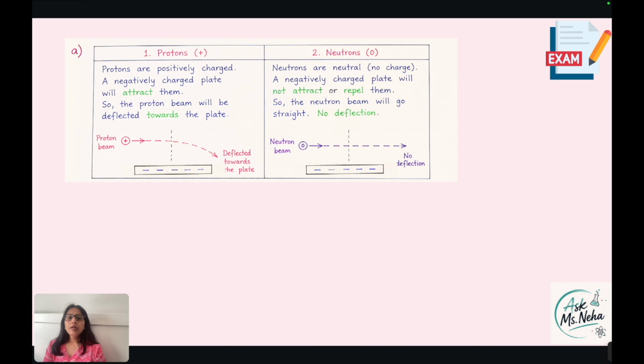Here we go. As we know, protons are positively charged. So when they come close to the negatively charged plate, it's going to attract it, and the deflection is going to be towards the plate. For neutrons, they are neither going to be attracted nor repelled. They are going to pass straight without any deflection. So here is how you write precise yet complete answer for the Cambridge style questions.